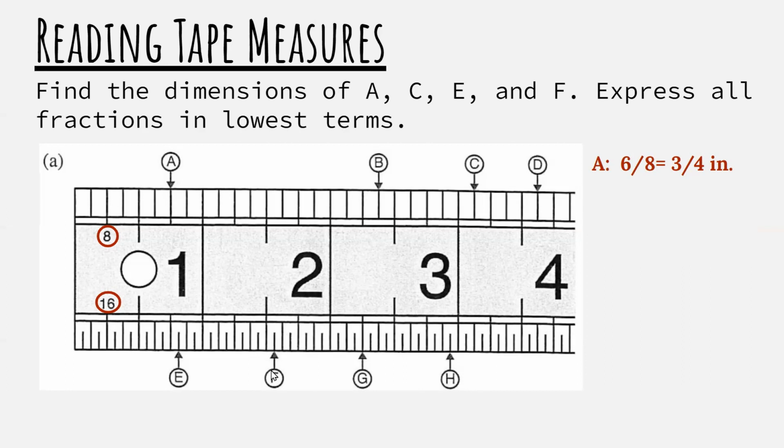If I look at where arrow A is located, we are at 6/8 of an inch. We're not quite to 1 full inch. We are at 6/8, which is going to reduce to 3/4 of an inch. For C, we are a little bit past 3 inches, and we're at 3 1/8. For E, we are on the bottom part of our tape measure, which means we're going to be in 1/16 of an inch, and that one falls at 13/16. And then lastly, we've got measurement F, which is a little bit past 1.5 inches. We're at 1 9/16 of an inch.